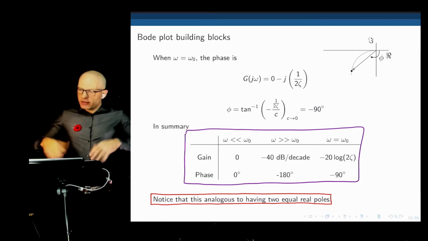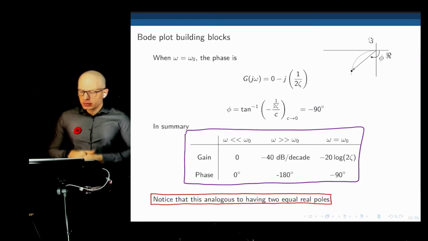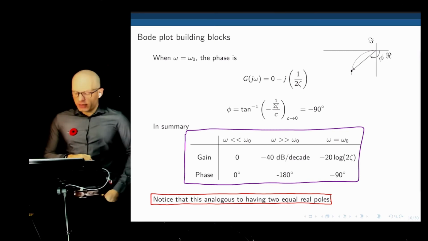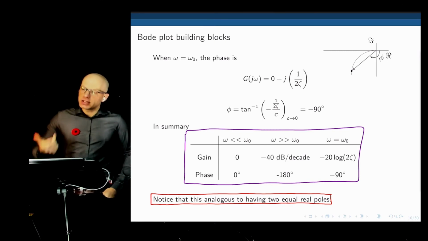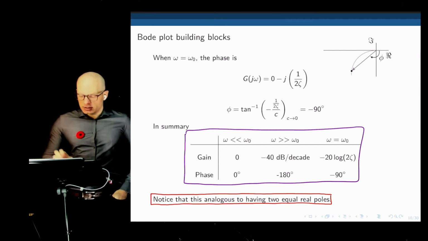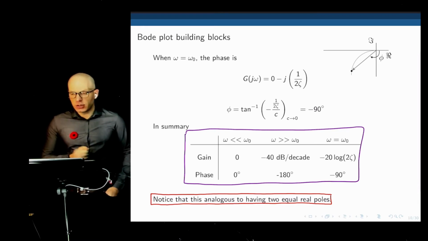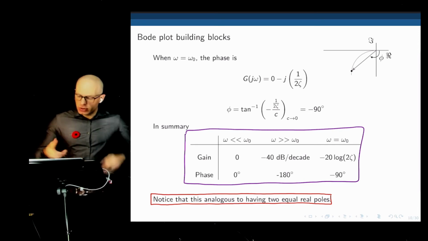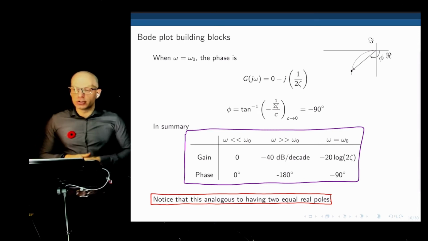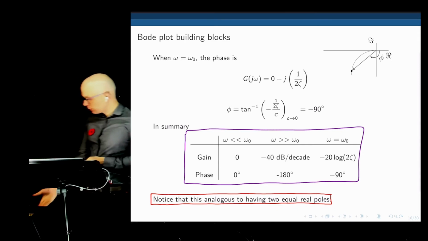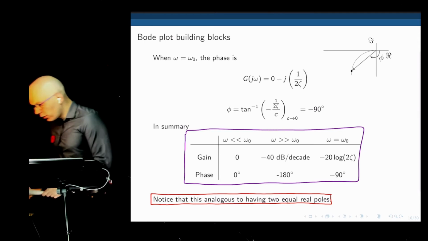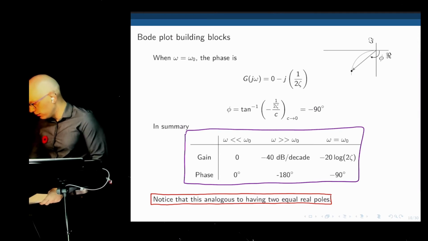If we had a zero, everything shifts. Instead of having negative 40, we have plus 40. Instead of having negative 180, we have plus 180. And instead of having negative 20 log of 2 zeta, we have positive 20 log of 2 zeta. Instead of having negative 90, we have plus 90. For the complex zero, it's exactly the same, just mirrored with respect to the real axis. Are there any questions before we do an example?